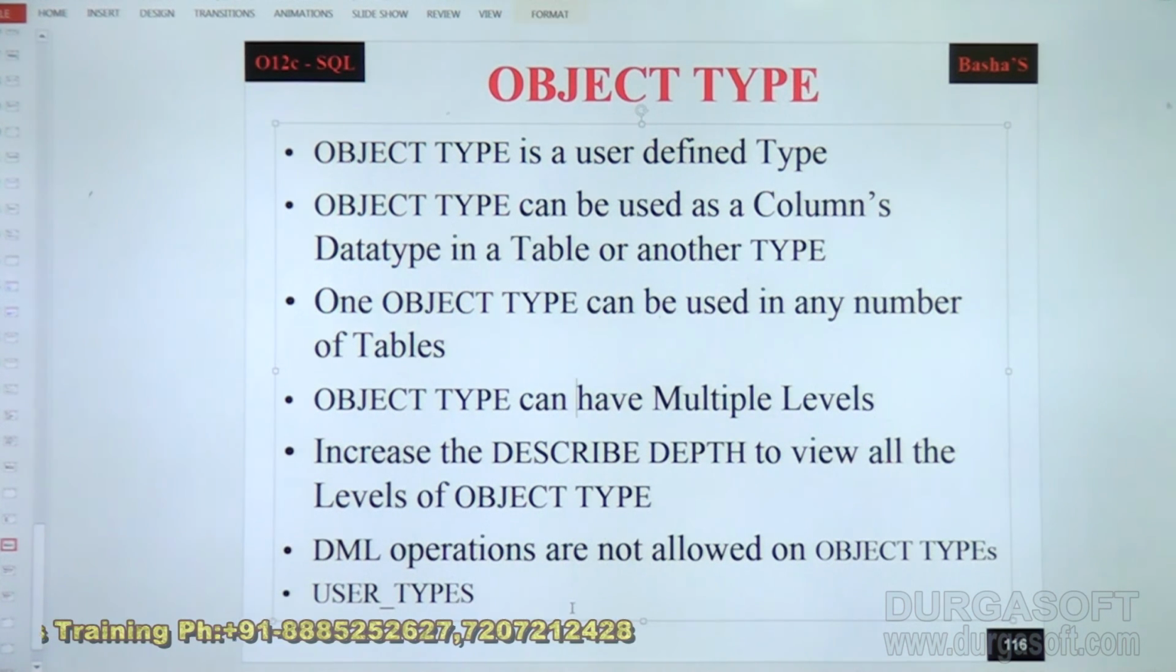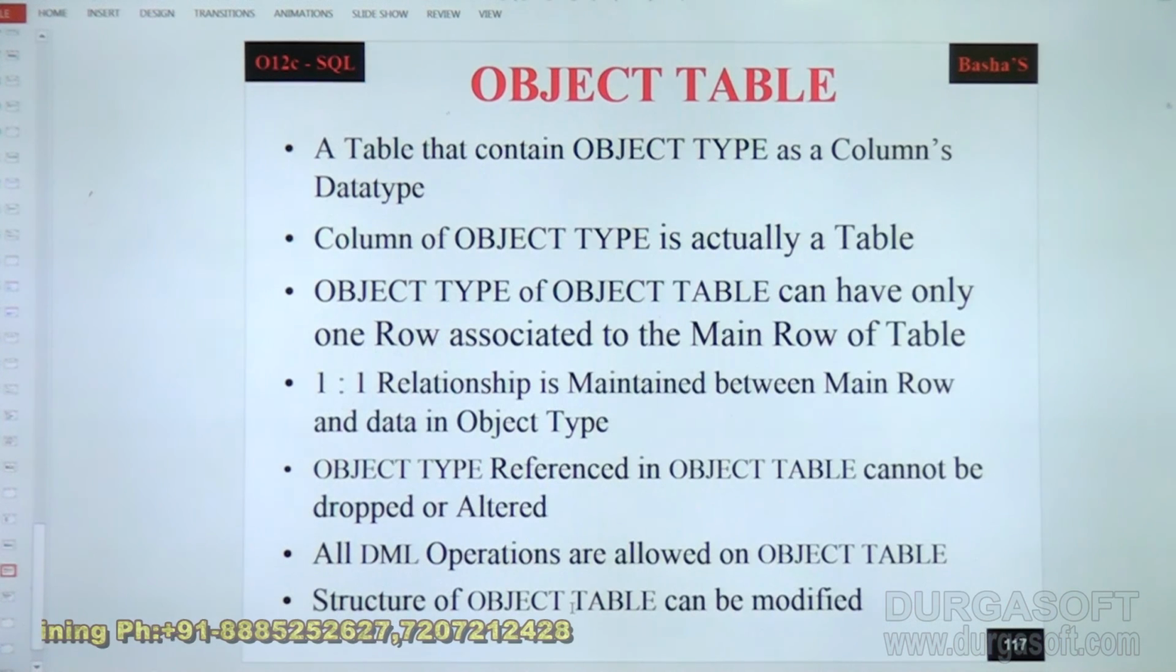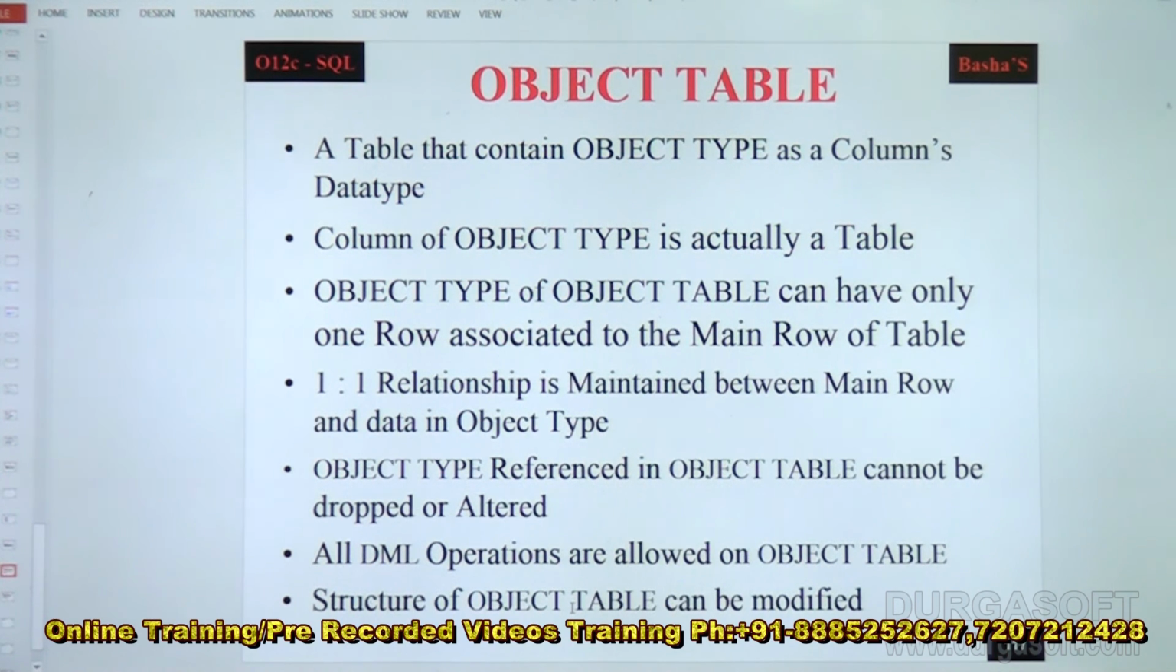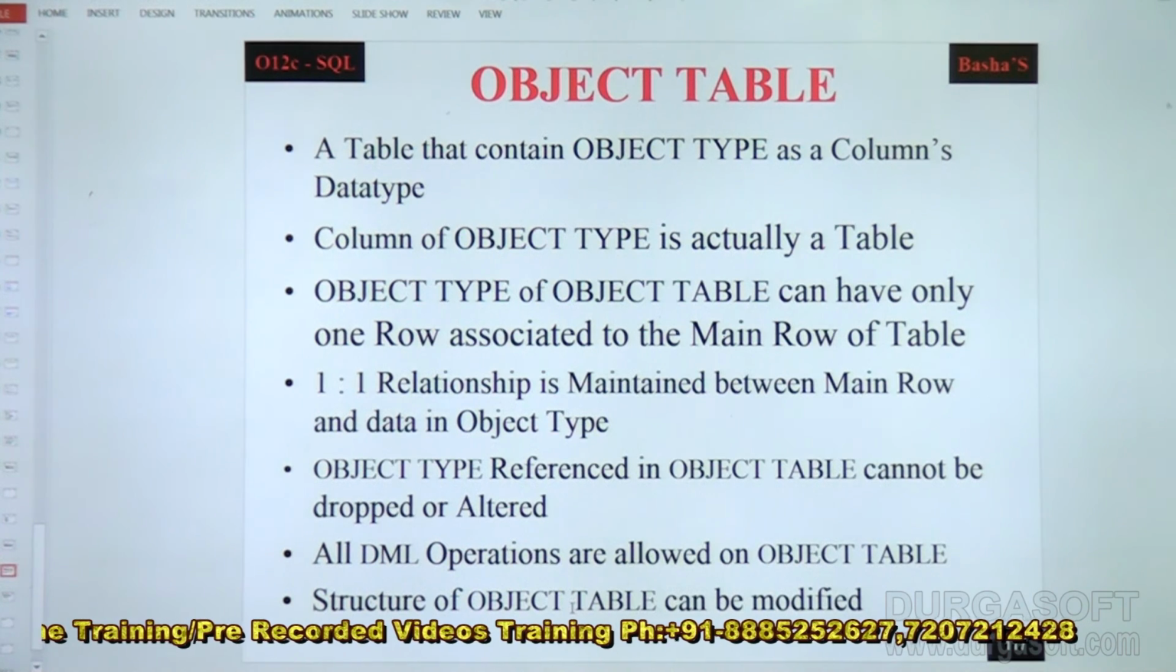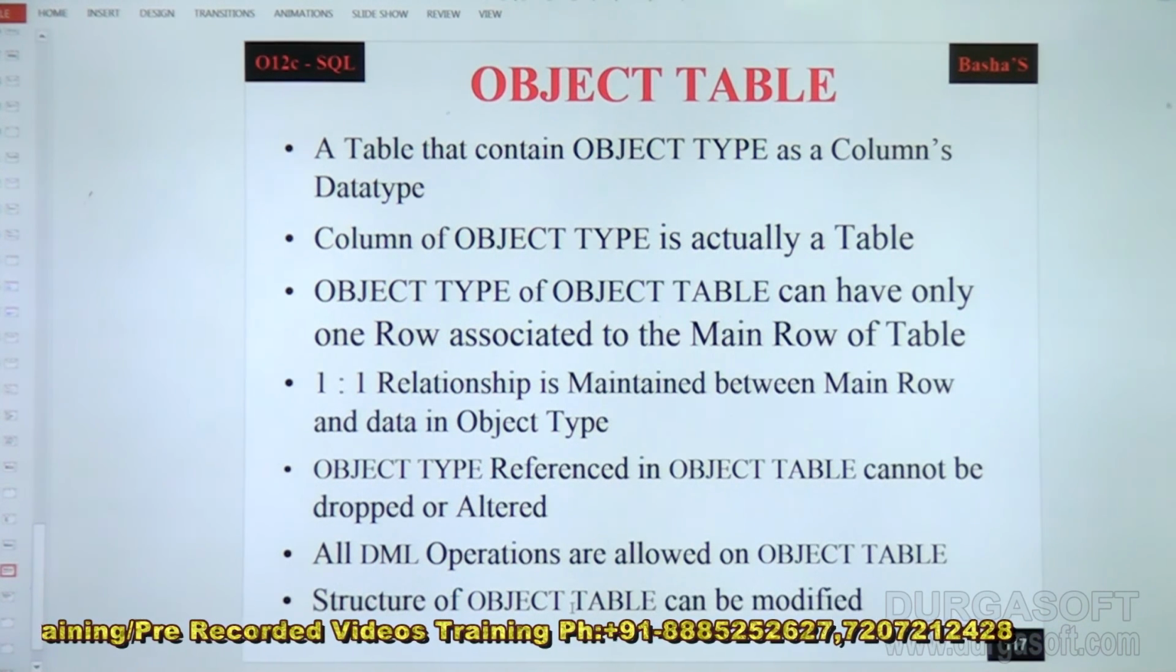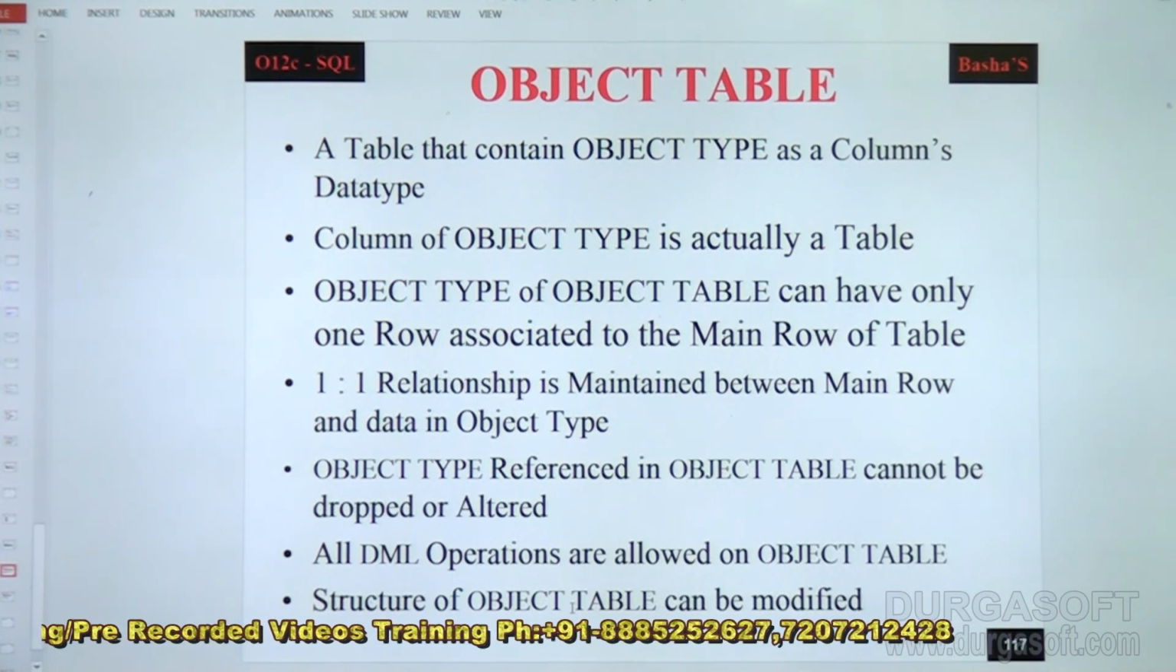Now let us move on to the next topic, which is object table, where we can create a table with object type and store the data also. So it is a table which contains object type as a column's data type of the table. We will create a table, but in that table we will use the object type as a column's data type.